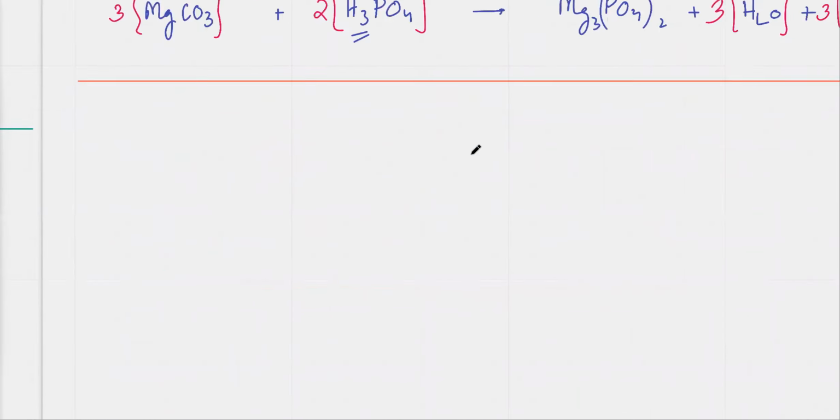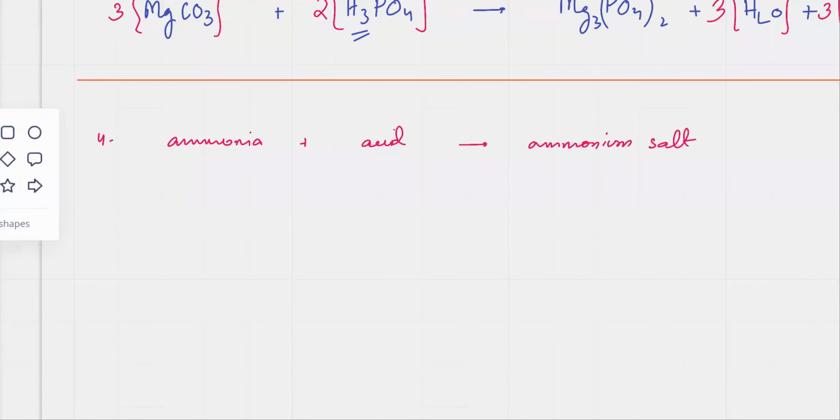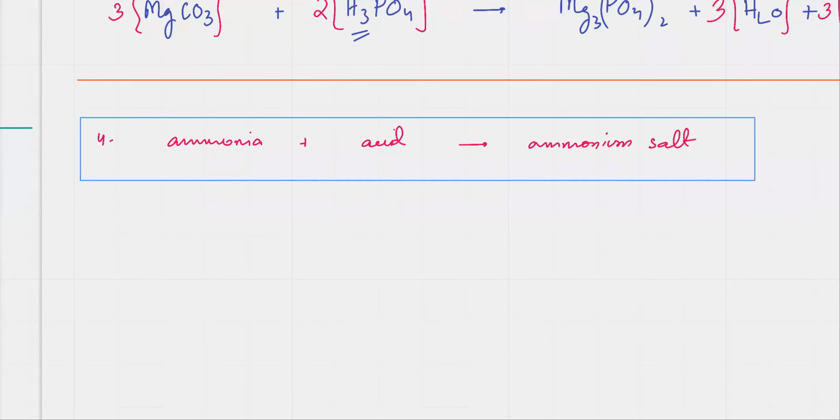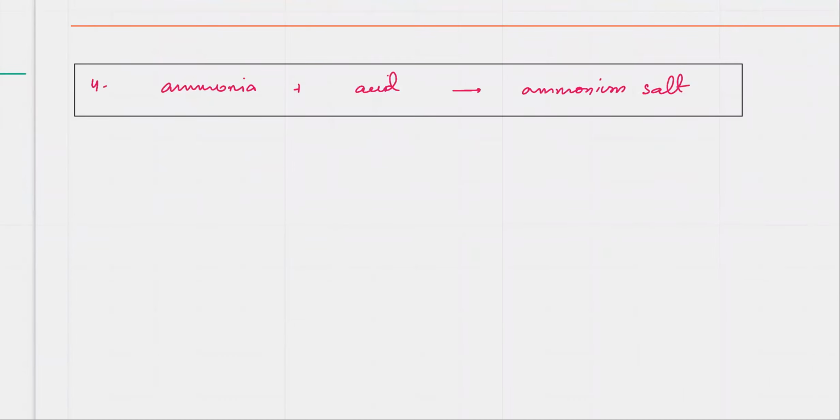So let's do this, it was number 4, I think, which is ammonia, which is a base, plus acid, and it produces ammonium salt. That is the reaction. Now, in this reaction, you have ammonia, which is going to be acting as the base.